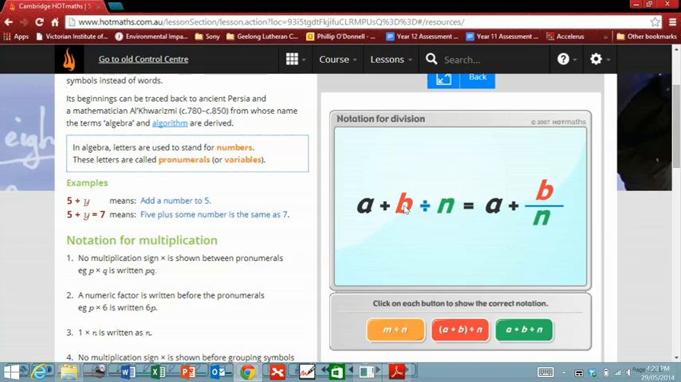Here, because there's no brackets, it's a plus b divided by n, so only the b being divided by n. So in that case, the a sits out in front, and the b and the n are written like a fraction, with the n at the bottom being the division part. Okay, so hopefully that makes sense to you.